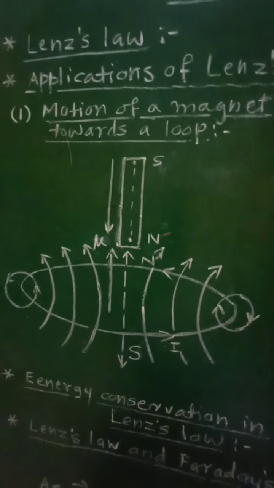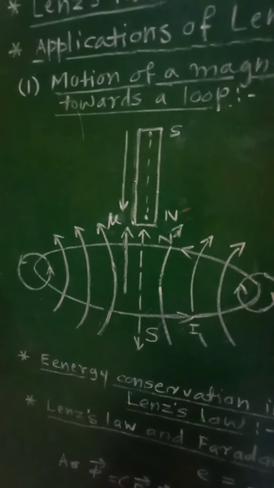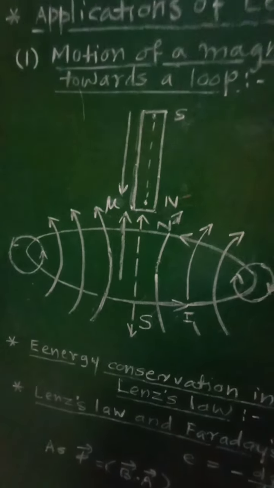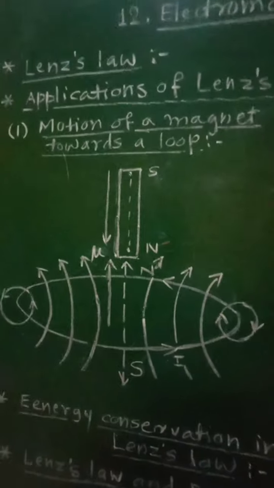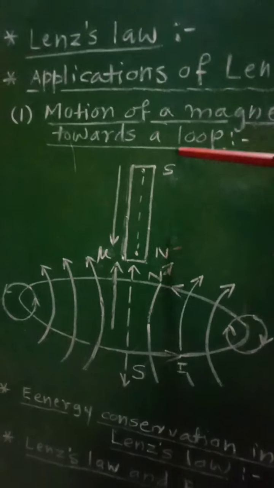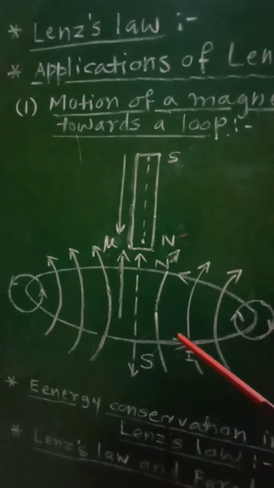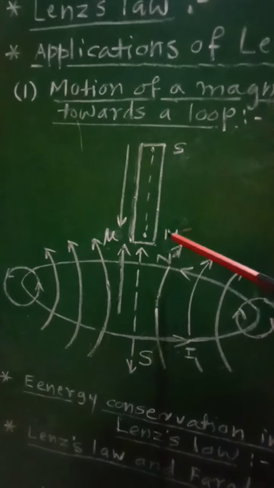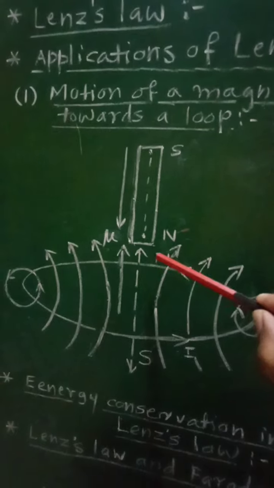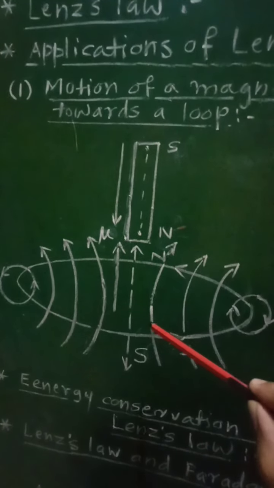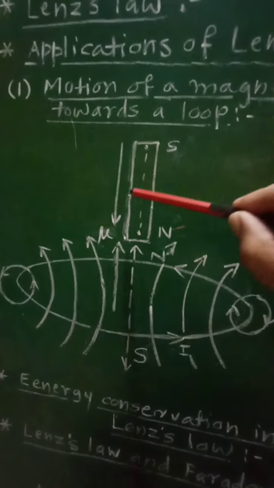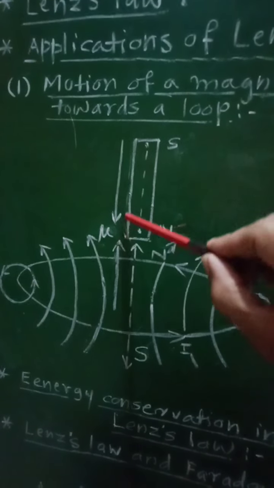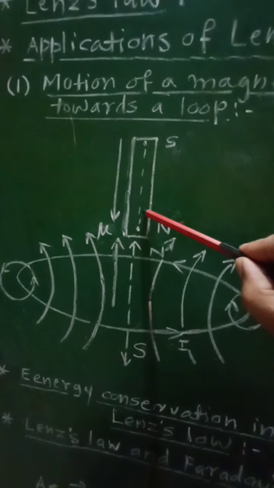So let us consider a bar magnet consisting of two poles N and S, and it is kept close to a circular loop such that the N pole of the magnet is facing towards the circular loop, so that this mu will represent the magnetic dipole moment of this bar magnet.